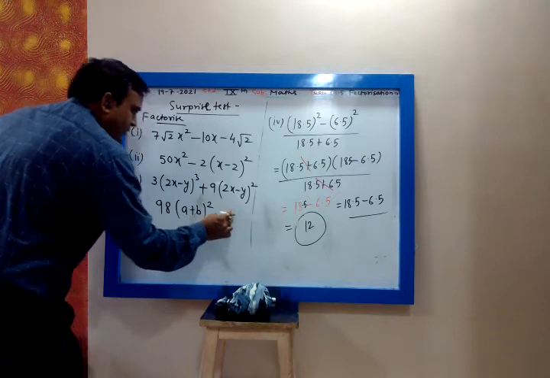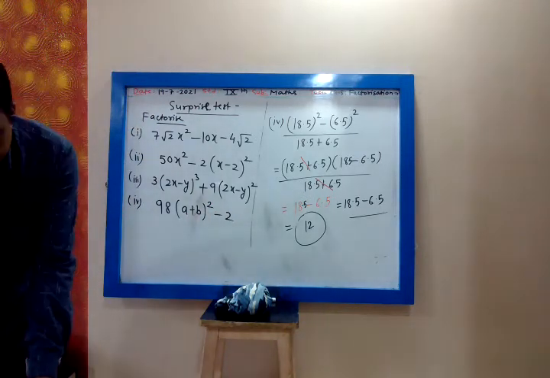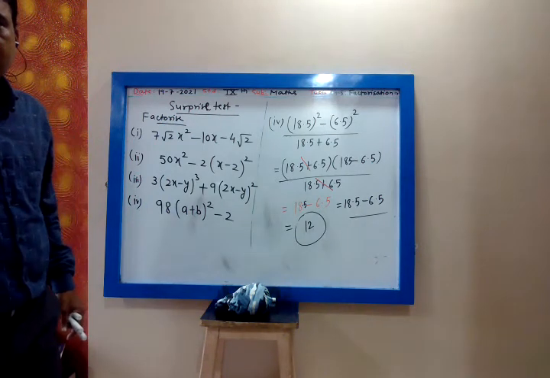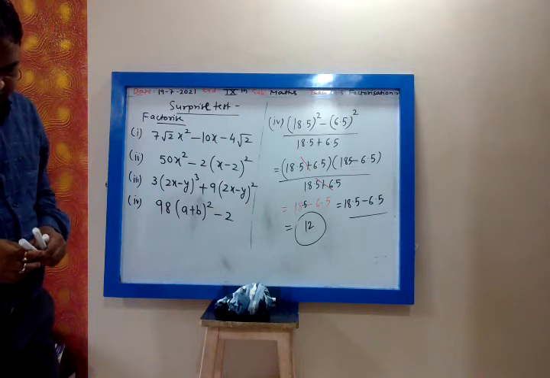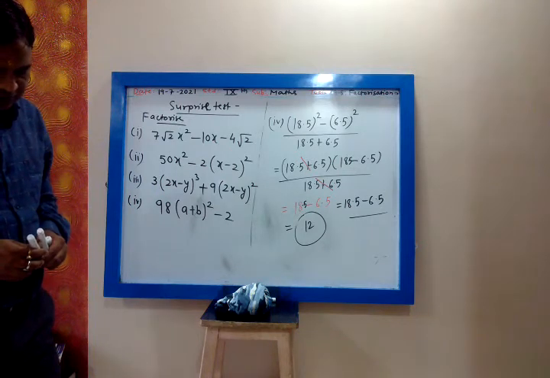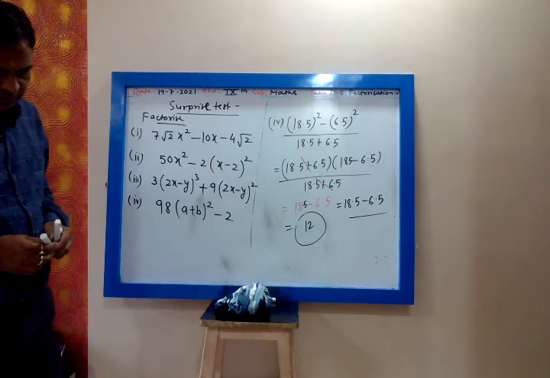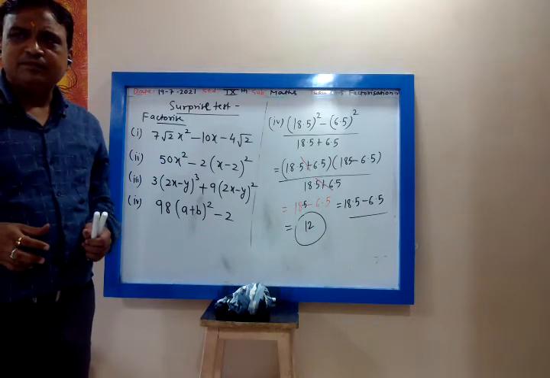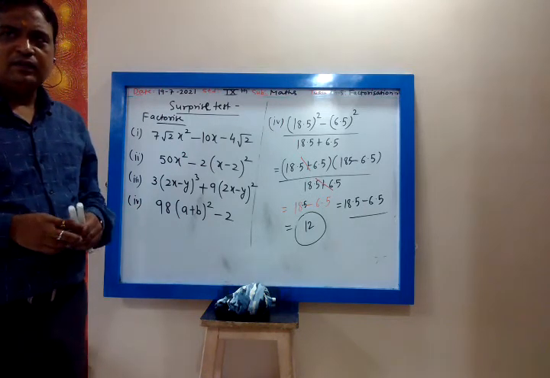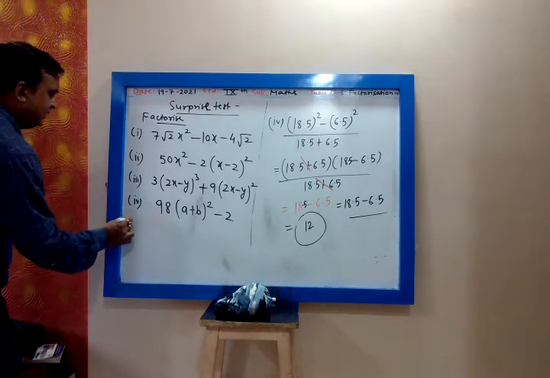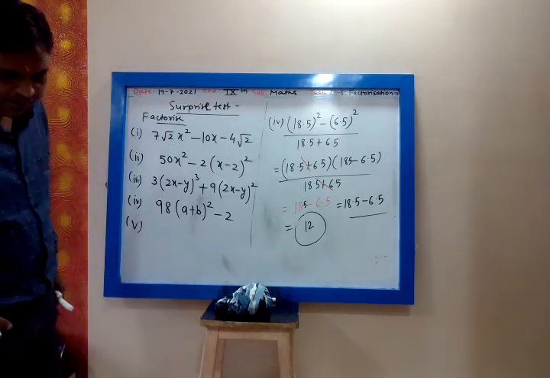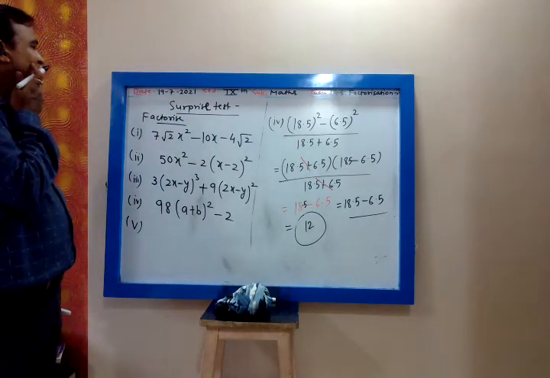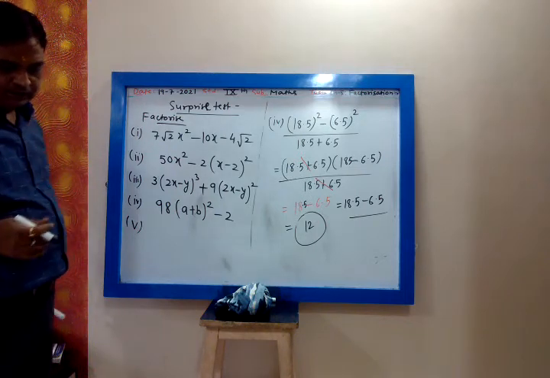Minus 2. 98 a plus b whole square minus 2. Yes. Let me see if it is possible. Yes. Correct. Go for next one.